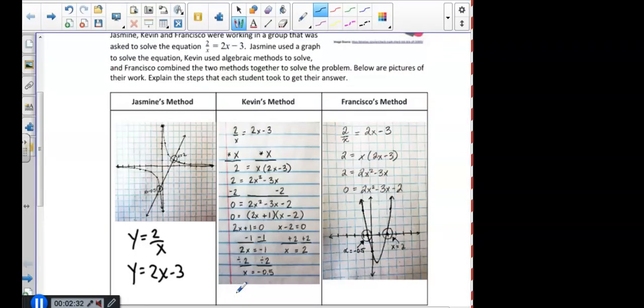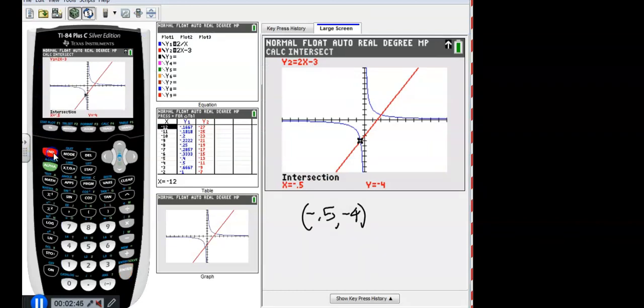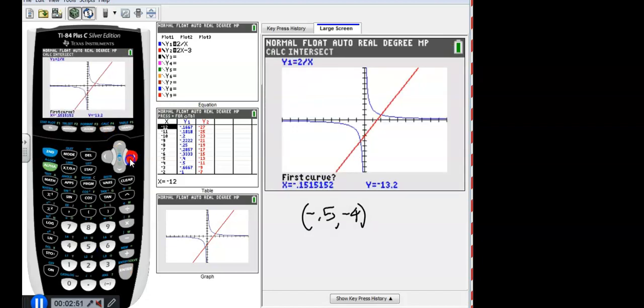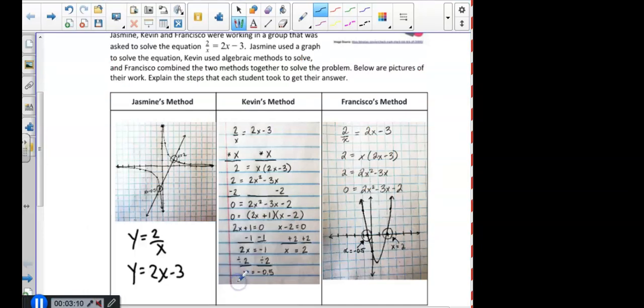Now notice in Jasmine's method, Jasmine did not include the y values. But when we're trying to find the intersection between these two equations, we do need to include the y values. So that is something that Jasmine is missing, but she did find the appropriate x values. So when we go back, let's check the other intersection. I'm going to move my cursor to the other side of the graph, hit enter, it will jump to the second function, enter, and it says guess, and enter again. So my second solution to the inverse function and the line is 2, 1. So that was Jasmine's method for solving.